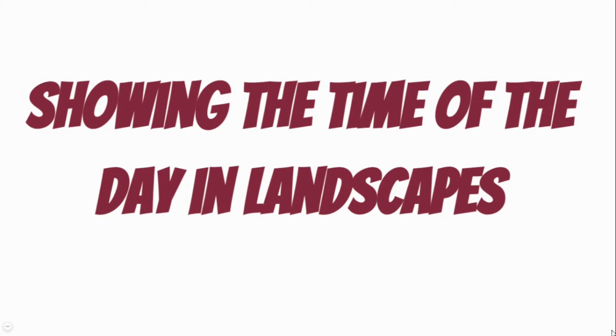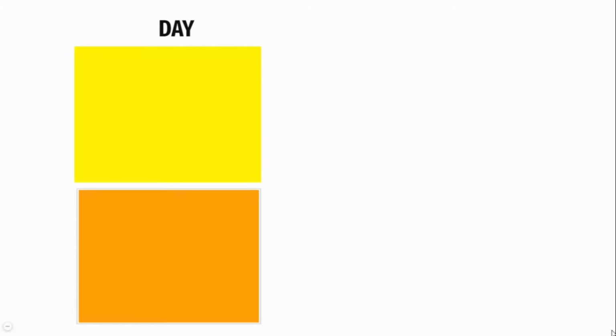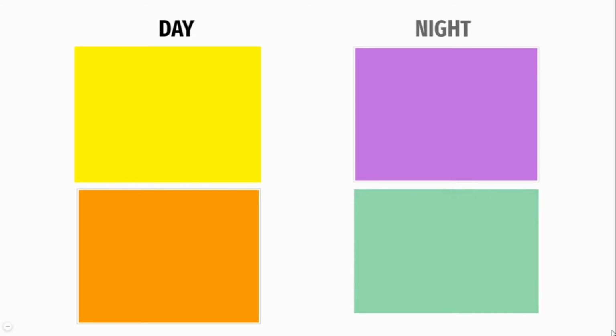When we paint and show the time of the day in a landscape, we need to consider the color that matches the time of the day. Artists usually use yellow and orange for daytime, then violet and green for nighttime. And some artists match the color in the painting based on their horizon.